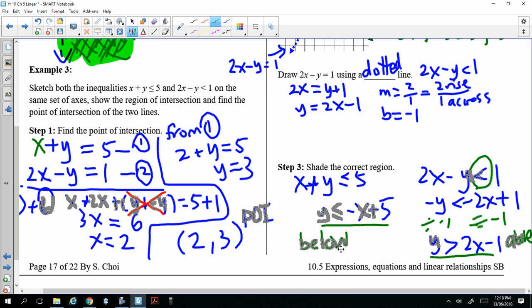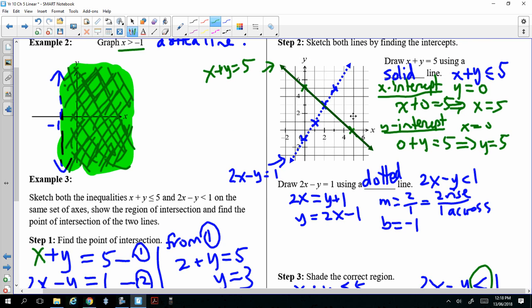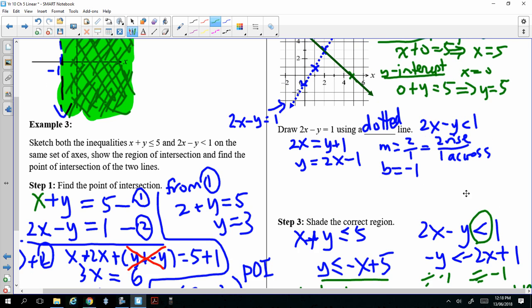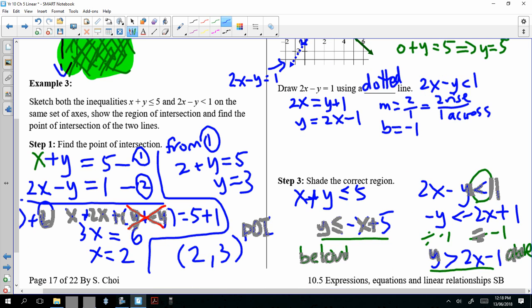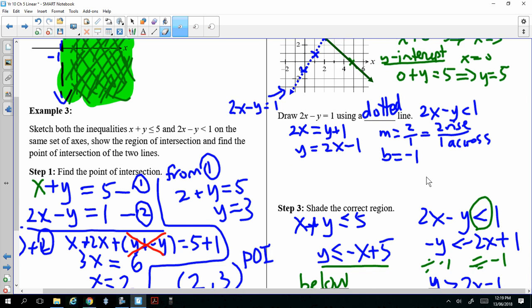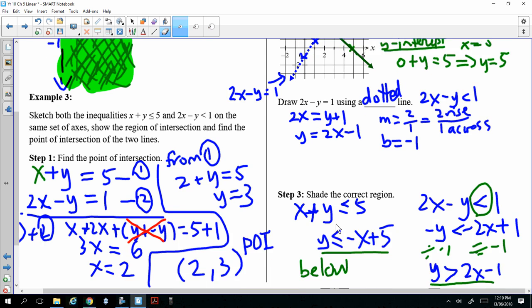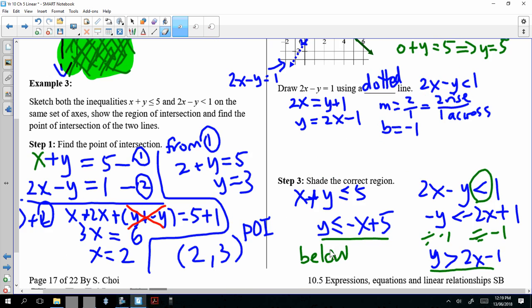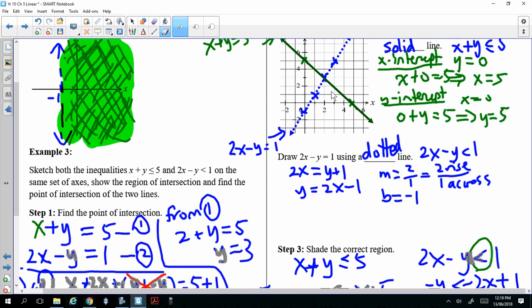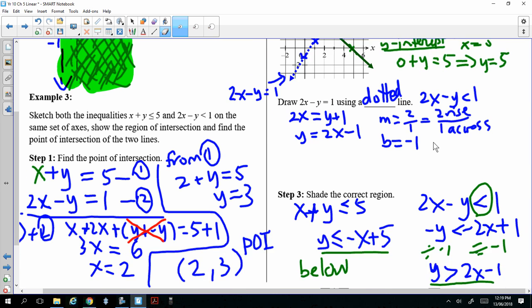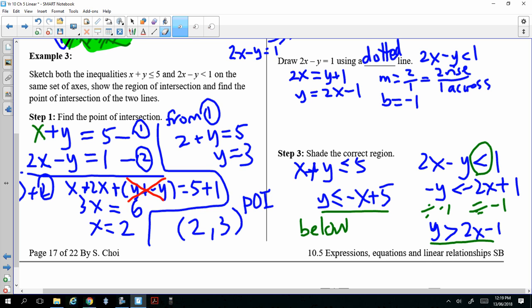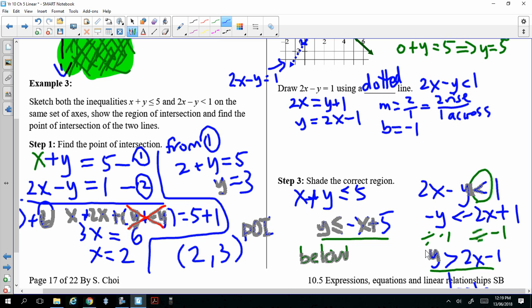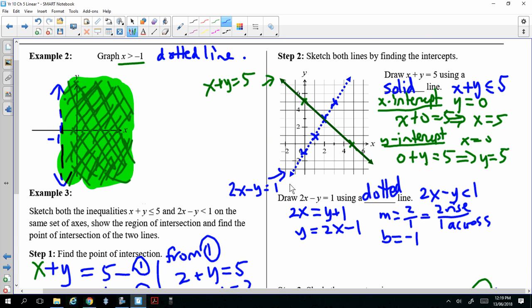Let's change the color. Below the green line, right? That's the green line, below, but above the blue line. Above the blue, below the green. So which place do we shade? Yeah, this bit, right? We're going to use a highlighter to do that. So we'll use a purple.